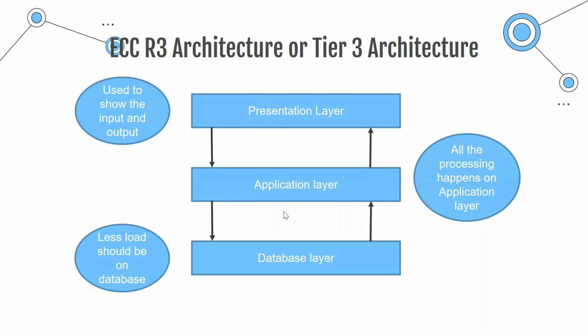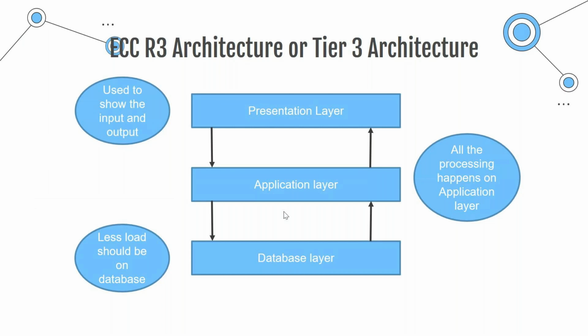The first one, presentation layer. This is used to give the input to the system and take the output from the system. The screen, the user interface that you see in SAP, is nothing but your presentation layer. Then the application layer. All the processing, all the logic that we've written, will be processed inside the application layer.